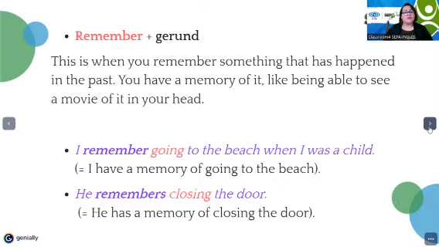Let's see again and repeat. I remember going to the beach when I was a child. I have a memory of going to the beach in the past. He remembers closing the door. He has a memory of closing the door.